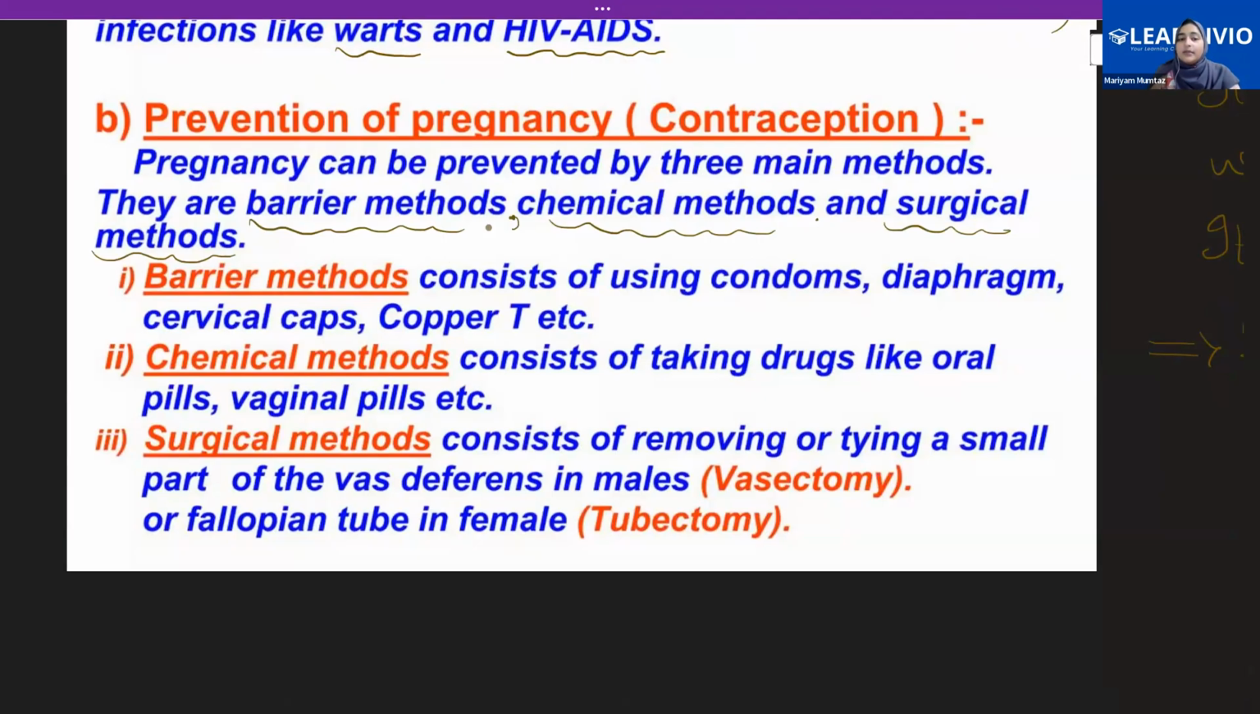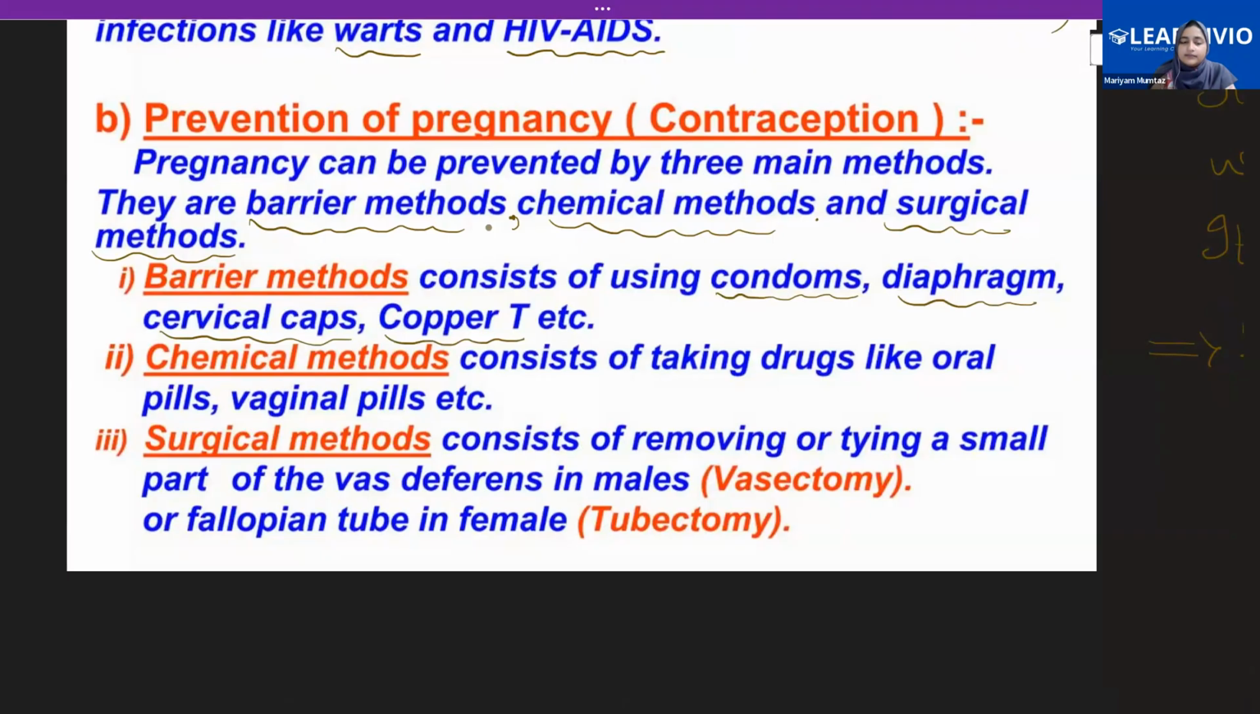So when we talk about the barrier, what is a barrier? It's like a physical thing that is stopping anything from meeting each other. That's what a barrier means. So when we talk about the barrier method, it consists of using condoms, diaphragm, cervical caps, and copper T.